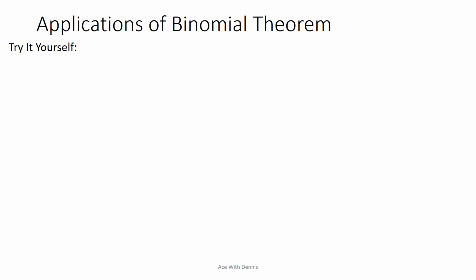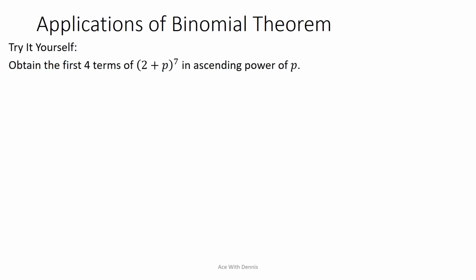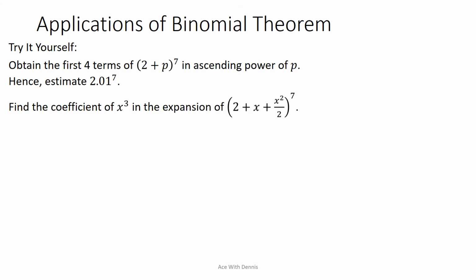You can try this similar example yourself. Obtain the first 4 terms of (2 + p)^7 in ascending powers of p. Hence, estimate 2.01^7. Find the coefficient of x³ in the expansion of (2 + x + x²/2)^7. You can pause the video and try to do it yourself. Okay, here is the solution.